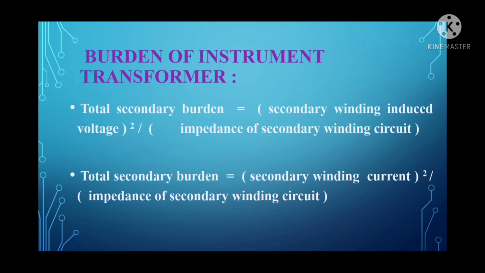So by means of these definitions we can find out the turns ratio, nominal ratio, and the burden of any instrument transformer. So I think it would be clear about the current and potential transformer. In detail we shall discuss current and potential transformer in our forthcoming videos.